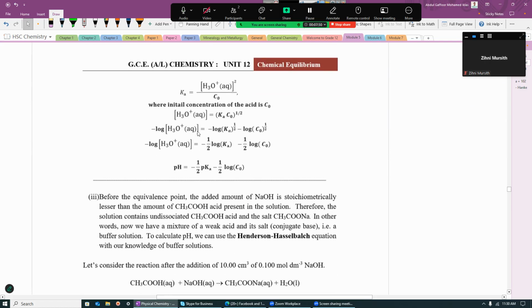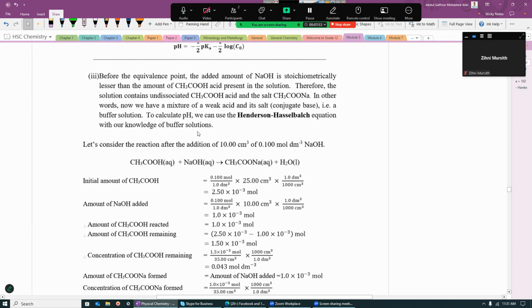Okay, right. Now before the equivalence point, we have undissociated acetic acid and NaOH, right? Before the equivalence point, the added amount of NaOH is stoichiometrically lesser than the amount of acetic acid. Why? Because before the equivalence point, the solution still has more acetic acid, so the pH will be lesser than 7.